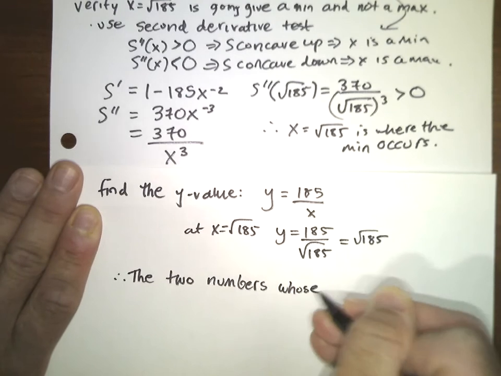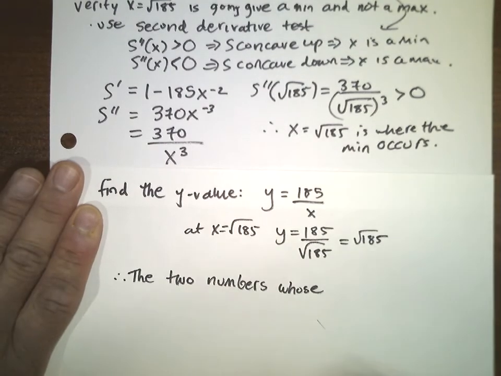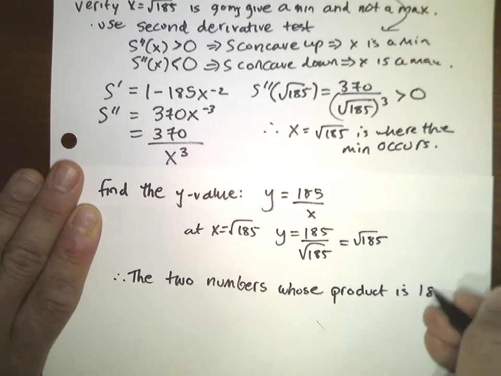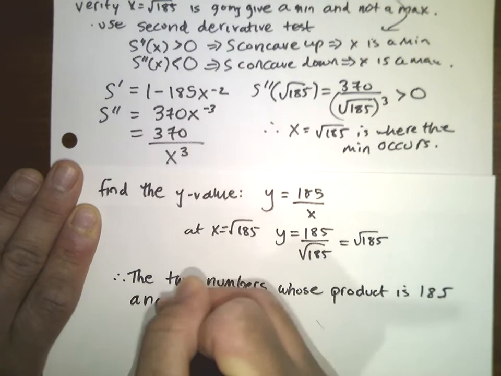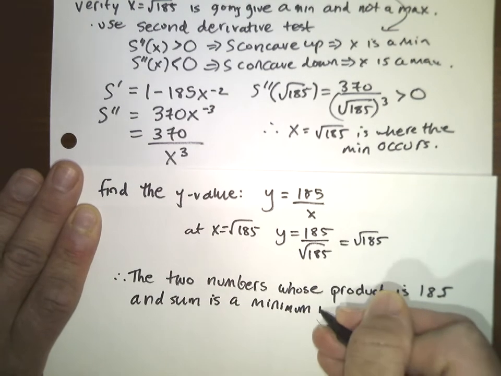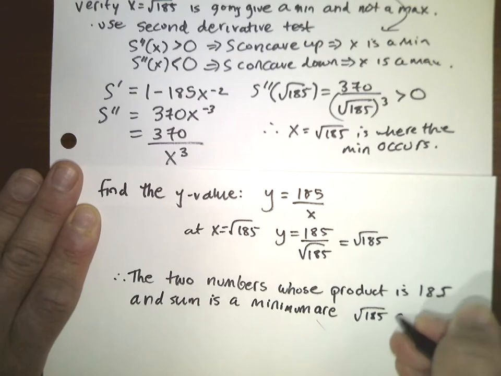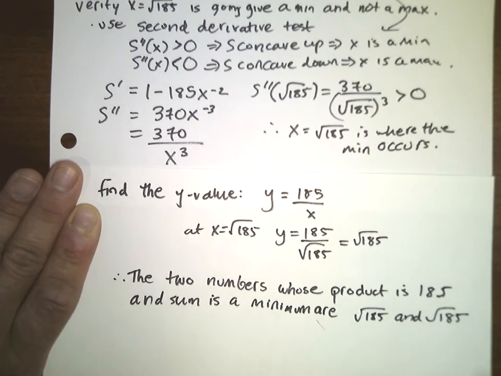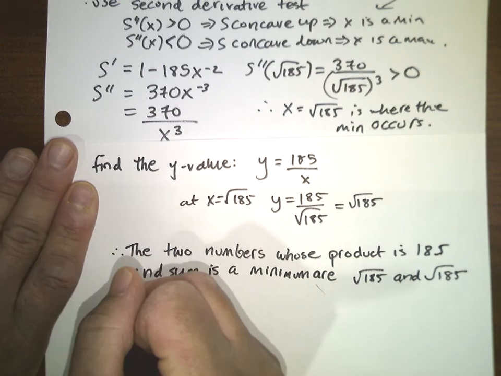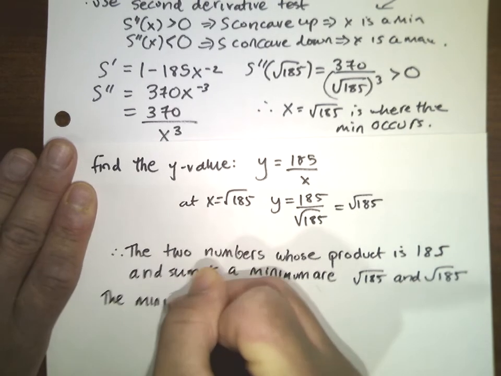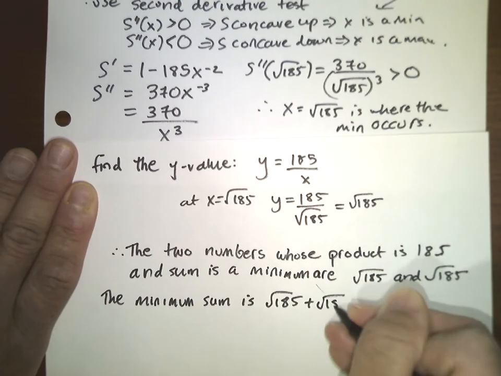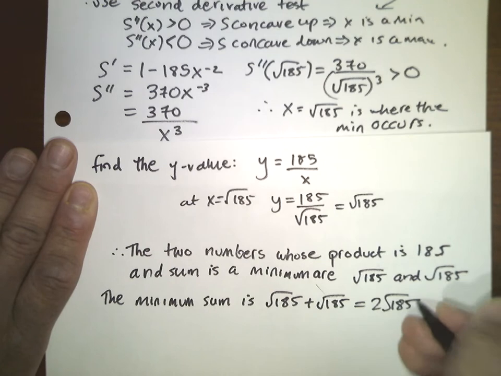the two numbers whose product is 185 and sum is a minimum are the square root of 185 and the square root of 185. And so if we need to find the minimum sum, then you could also say the minimum sum is square root of 185 plus square root of 185, which is 2 times the square root of 185.